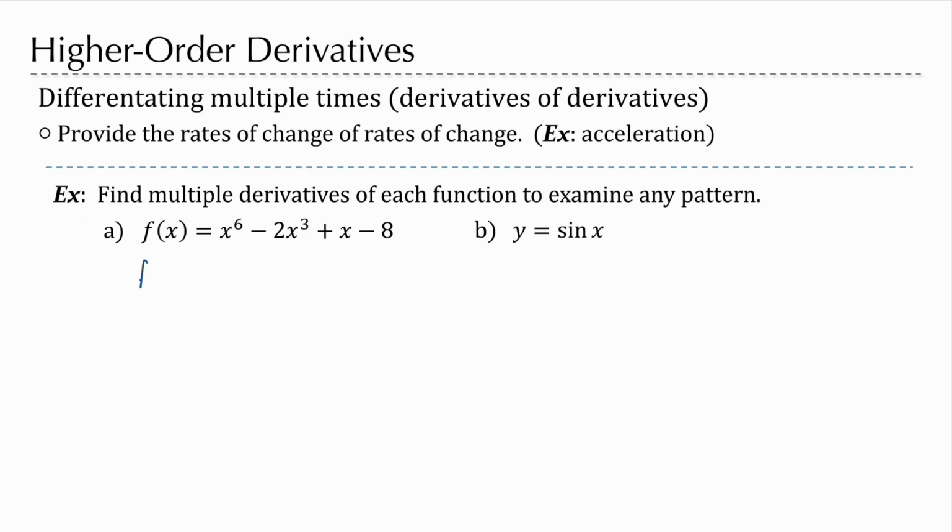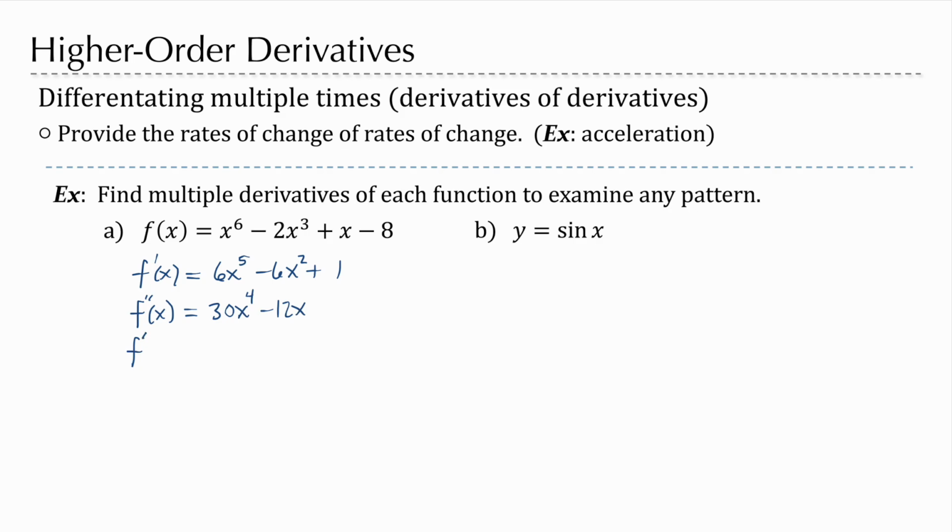So first off, if I do what we've always done before, we'll just do the power rule, right? So this is our first derivative. This would be 6x to the 5th minus 6x squared plus 1. And of course, the derivative of -8 goes to 0. To find the second derivative, I'm going to take my first derivative that I just found and apply the power rule to that. So the derivative of the derivative is going to be 30x to the 4th minus 12x, and the derivative of 1 goes to 0.